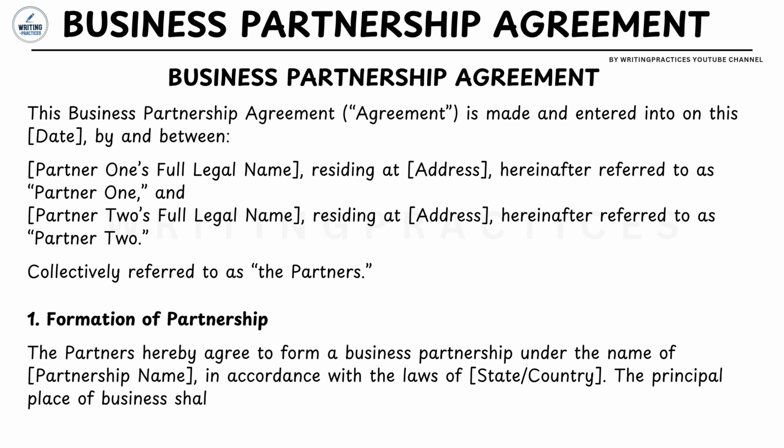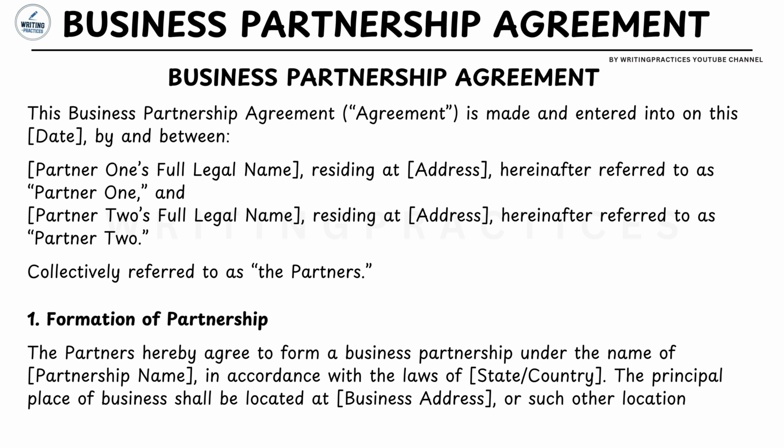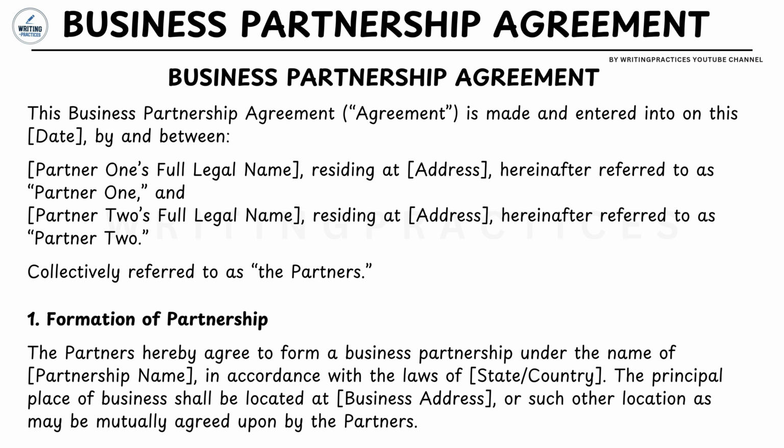Here, you explain that the partnership is officially being formed, including the business name and location. You need to write the registered name of the business and where it will operate. This is important because it legally establishes the partnership and ensures it complies with local laws. It also clarifies where the business is based, which can affect taxes and regulations.